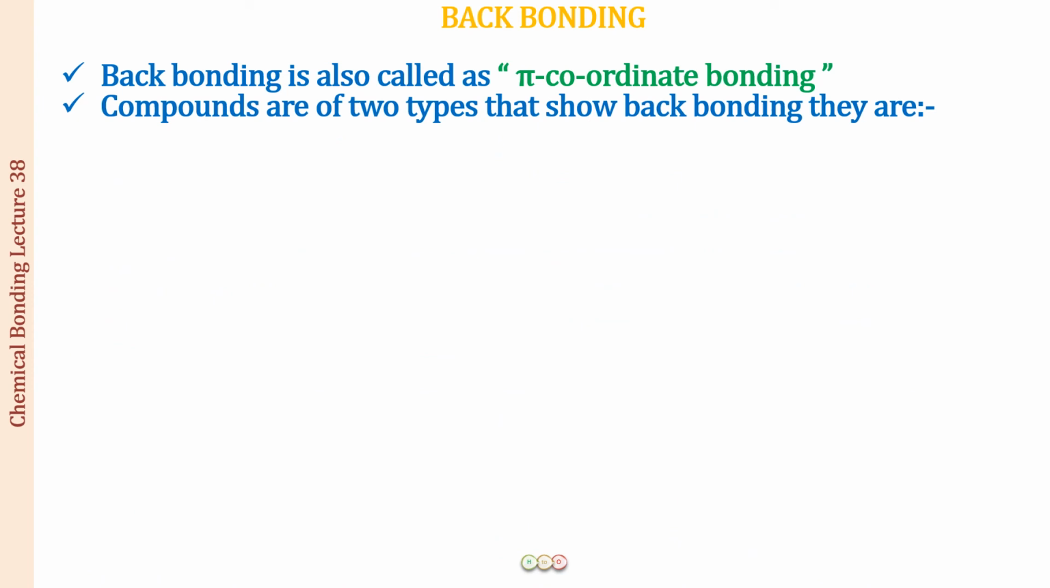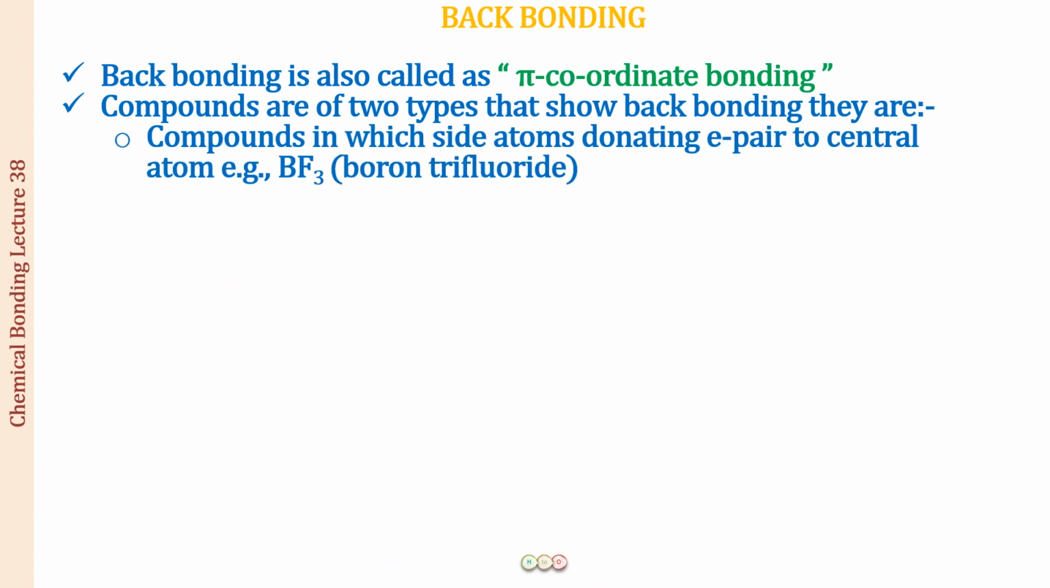So the next is that the compounds can be of two types based on the type of back bonding. One type of compounds are going to be the ones in which the side atom is going to donate the electron pair to the central atom, just like what we have done for boron trifluoride. So in this, fluorine is the side atom, boron is the central atom, and it is fluorine, the side atom, which is donating its electron pair to the central atom boron.